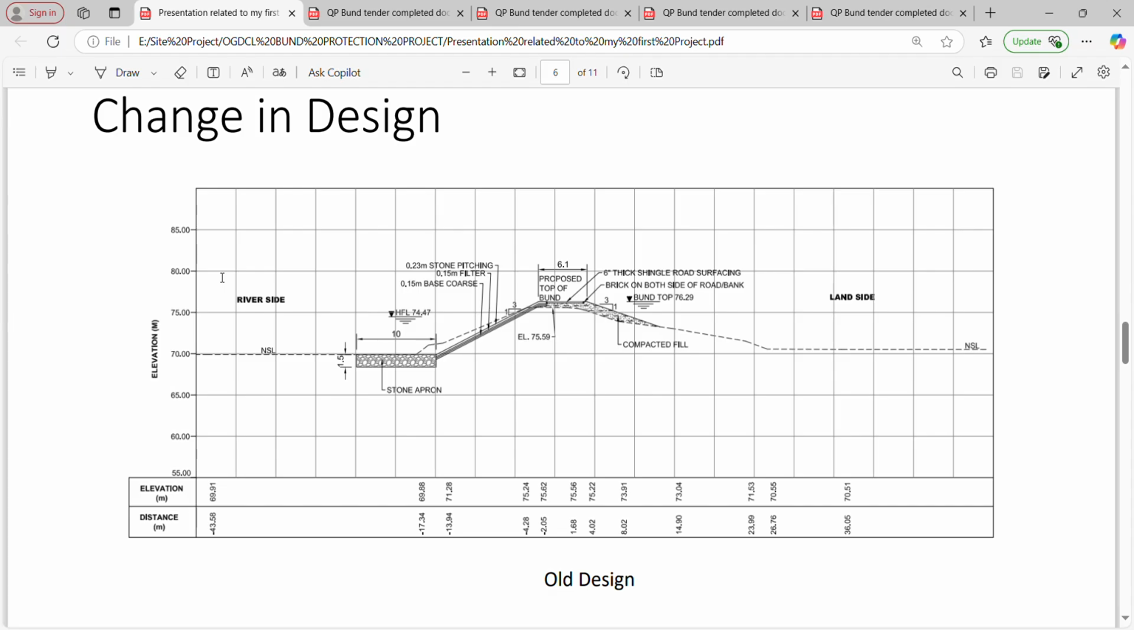This is the original old design which is in the tender. You can see that there is complete stone pitching maintenance from the berm to the bottom of the apron, and similarly 1.5 meter apron maintenance. The slope is 1:3. These are all the materials which are used under the stone pitching. This is the highest flood level. The total width of the bund is 6.1. This portion is the carriageway.